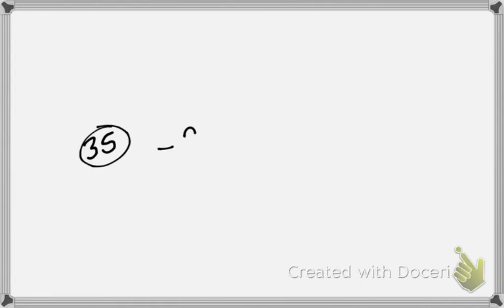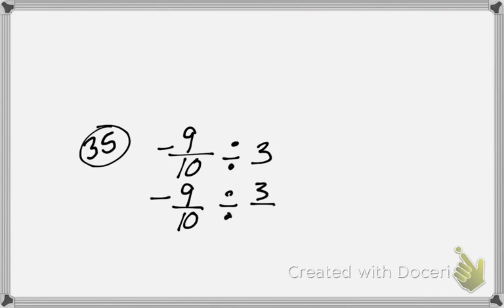For number 35, you've got a negative 9/10 divided by 3. First things first, we got to change that 3 into a fraction to take the reciprocal in the first place. That's 3/1. Then we keep, we change, we flip. 3 divided by 3 is 1. 9 divided by 3 is 3.